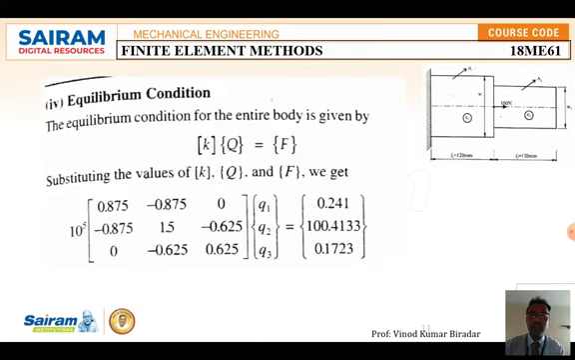then apply the equilibrium condition. We know the equilibrium condition is Kq = F, where q stands for the displacement. Substitute the values here, so K stands for the global stiffness matrix, substitute here, and the displacements u1, u2, u3 and the F values also substitute here, okay, so apply the boundary condition next.